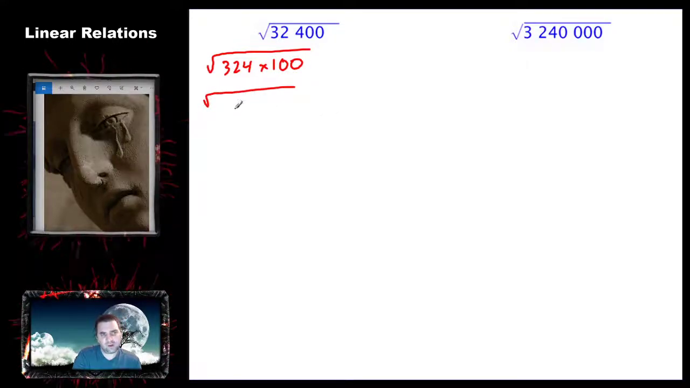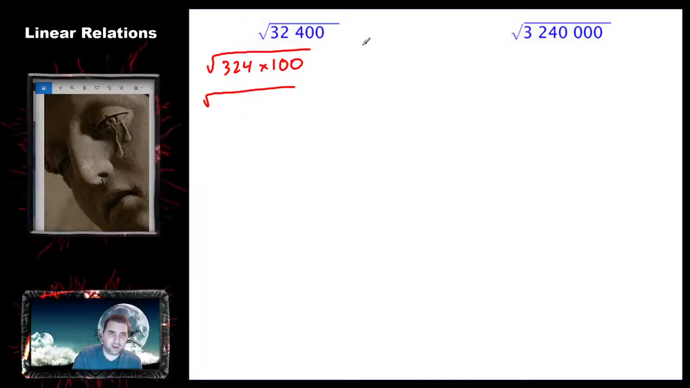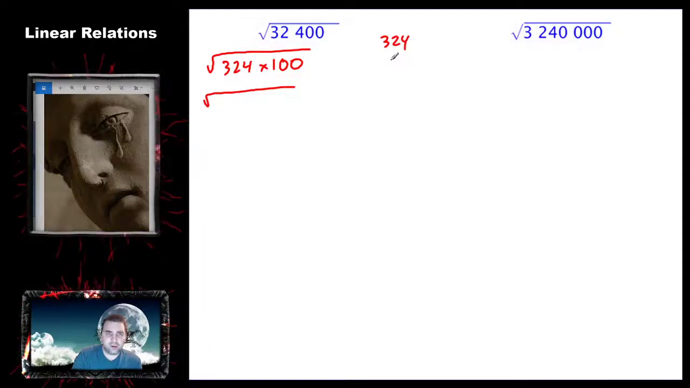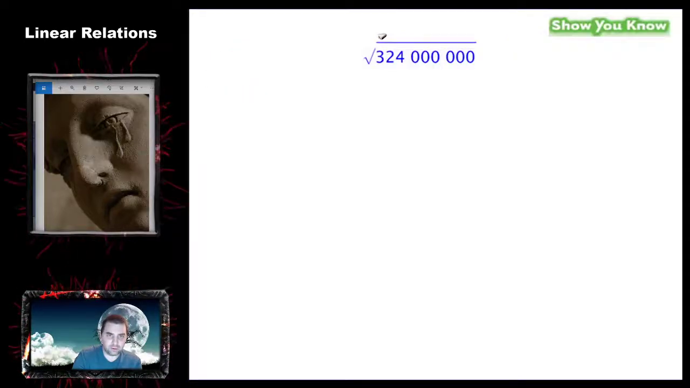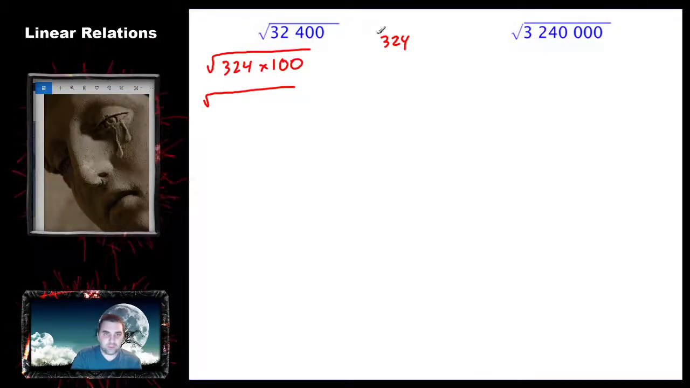324, I don't really know if that's a perfect square. It might be. I don't know. So I'm actually going to have to break that down. All right, so 324. Let's use the other method here. Oh, whoops, what did I do here?